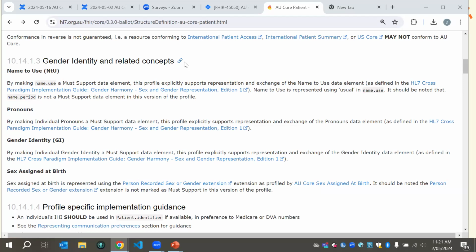What I'm wondering is gender identity and related concepts. Does that section appear as part of any other profile? No, not in AU Core. Okay, good. Thank you. Yep, this is unique.